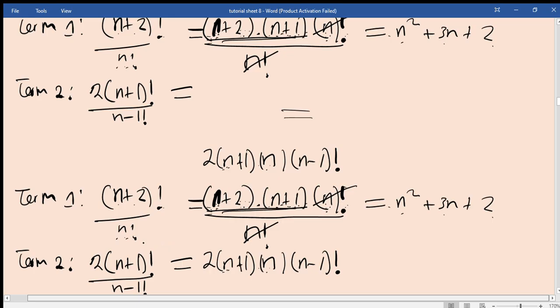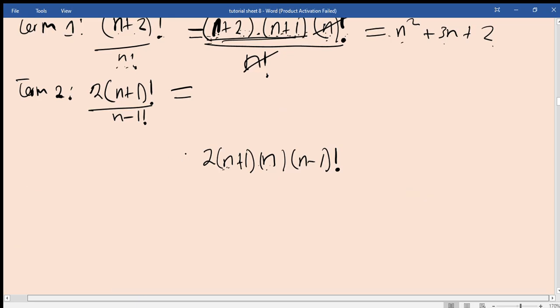I don't know what has happened to my screen. Let me just delete some things here. I don't know what happened to my screen. Okay, let me just write nicely.